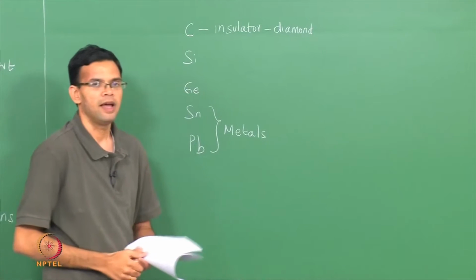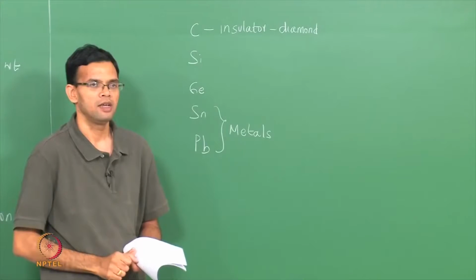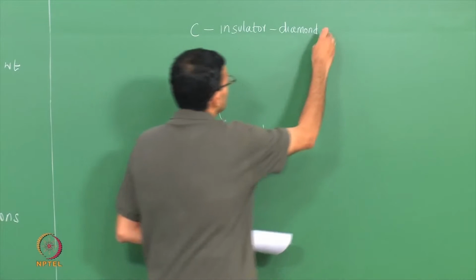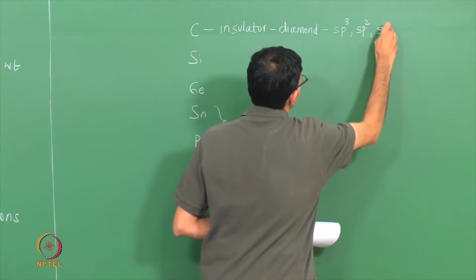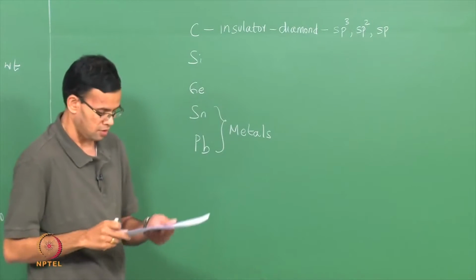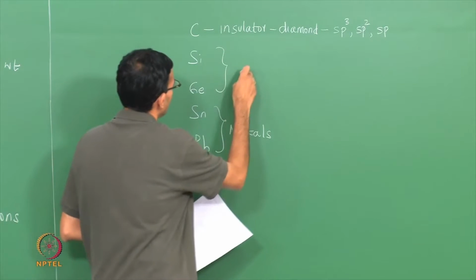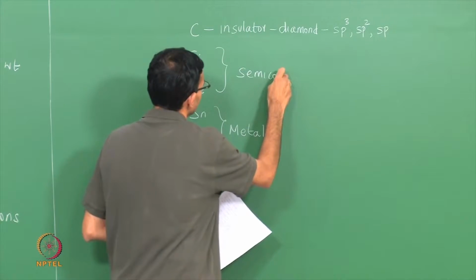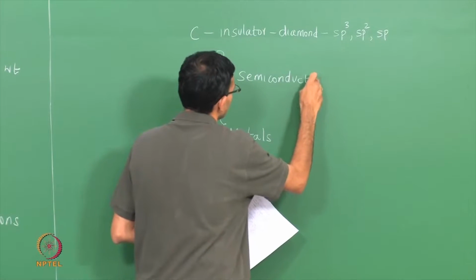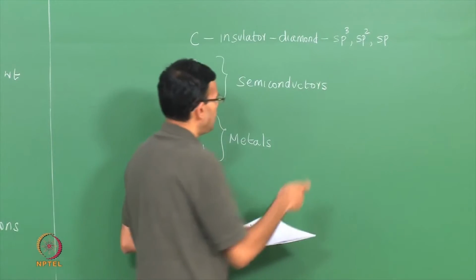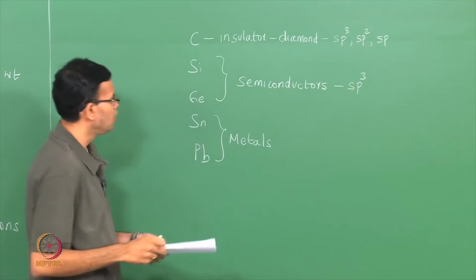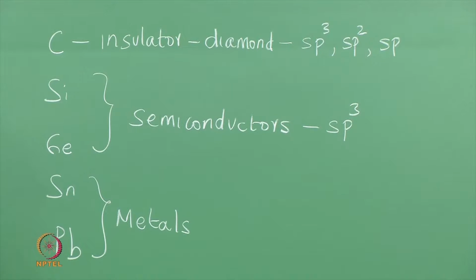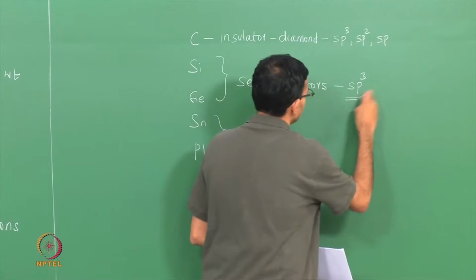And more importantly, the s and the p electrons in carbon can form a variety of hybridizations. So you can have sp3, sp2, sp hybridizations. Silicon and germanium are semiconductors. And they have sp3 hybridization. So instead of looking at atomic orbitals in silicon, we are looking at bonding using these sp3 orbitals.